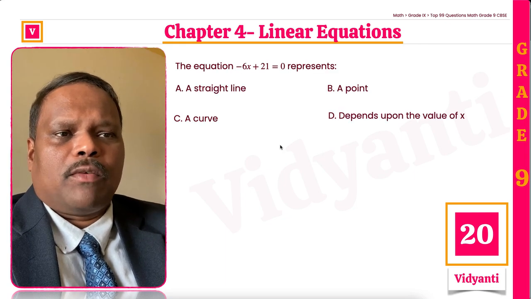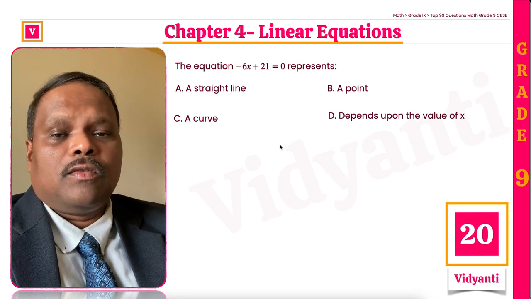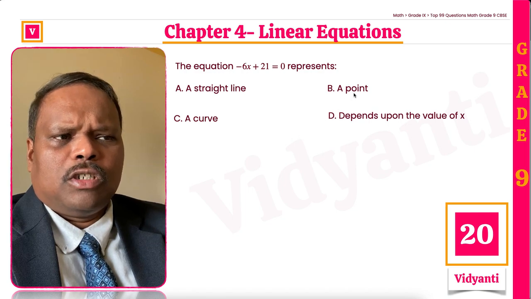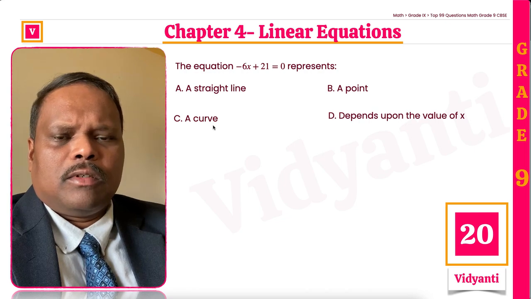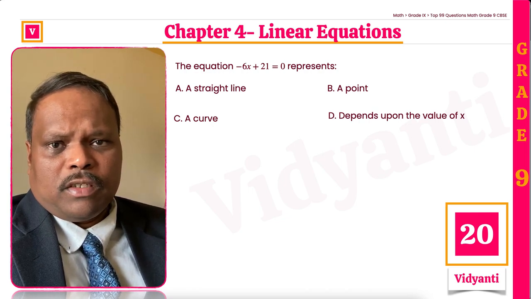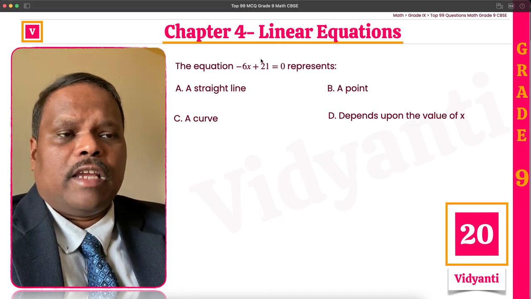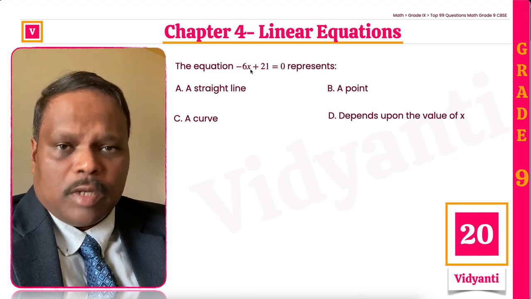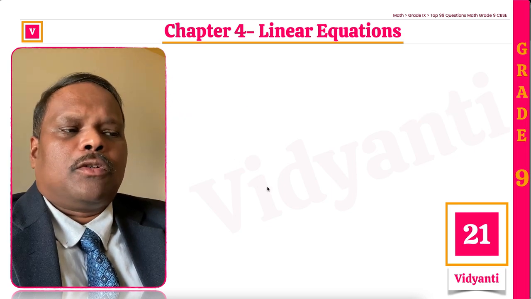Linear equations, chapter 4. The equation represents, now this is a linear equation, maximum power is equal to 1. This will represent a straight line. There is no equation for a point. A point only has coordinates. A curve normally has higher order, such as quadratic or cubic equations, but single power or linear equations represent only a straight line, since the maximum power of x is just 1. Linear equations are the simplest among all, and they represent a straight line. Let's go to question number 21.